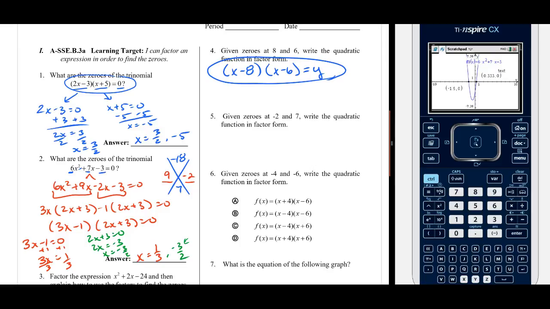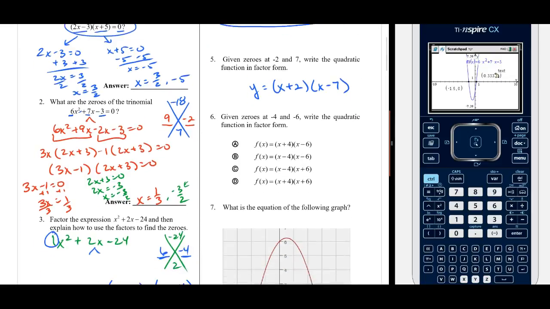5, same thing. Factors of negative 2 and 7 are at the quadratic function in factored form. That's going to be y equals x plus 2 times x minus 7, because negative 2 plus 2 is 0, and 0 times anything is 0, and 7 minus 7 is 0, and 0 times anything is 0. So either way, it's equal to 0 when I'm all done.